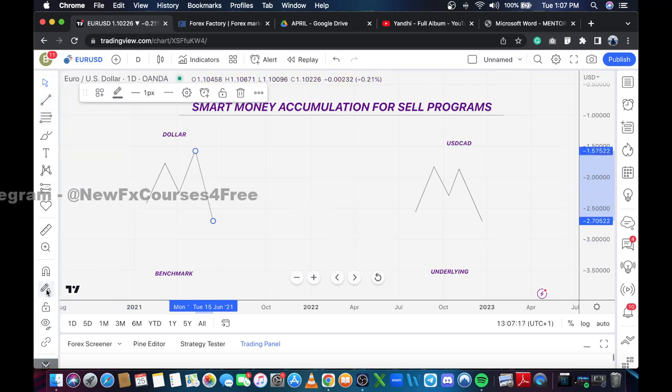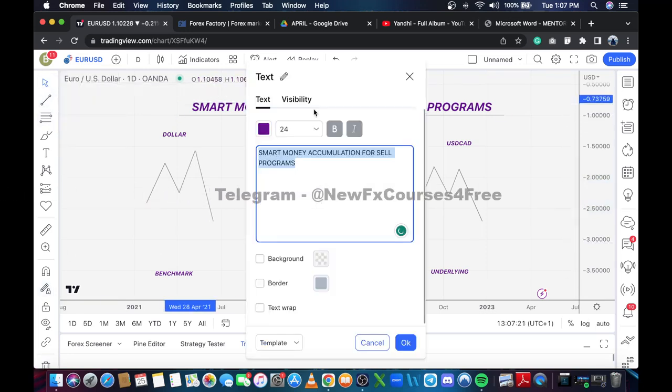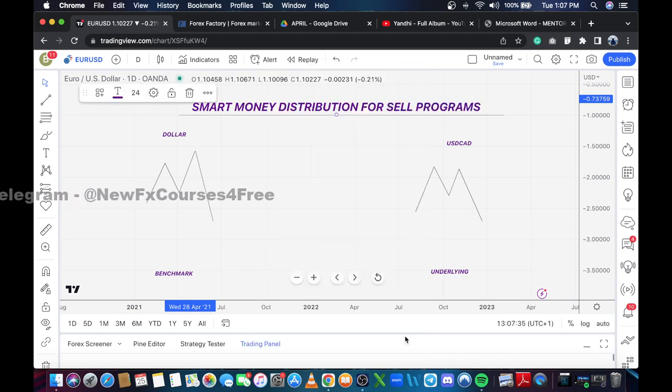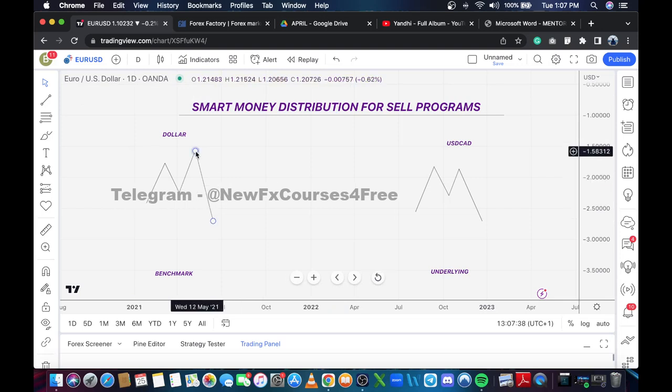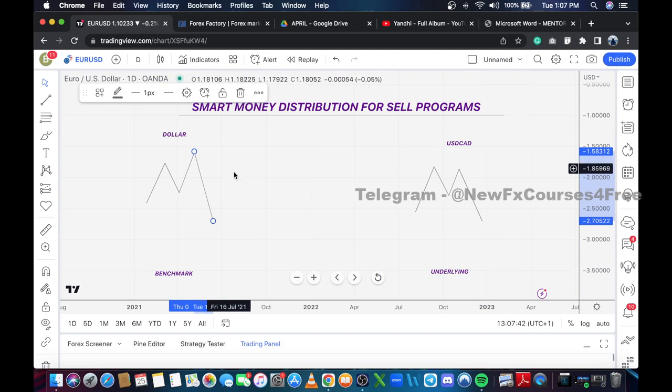Now, in the previous example, the same way you can use your benchmark to measure smart money distribution. This is not supposed to be accumulation, this is supposed to be distribution. Smart money distribution. All right, so the same way we use the benchmark to measure the smart money accumulation on a buy program, we can also use the underlying to measure smart money distribution on a sell program, and the same for a buy program also.